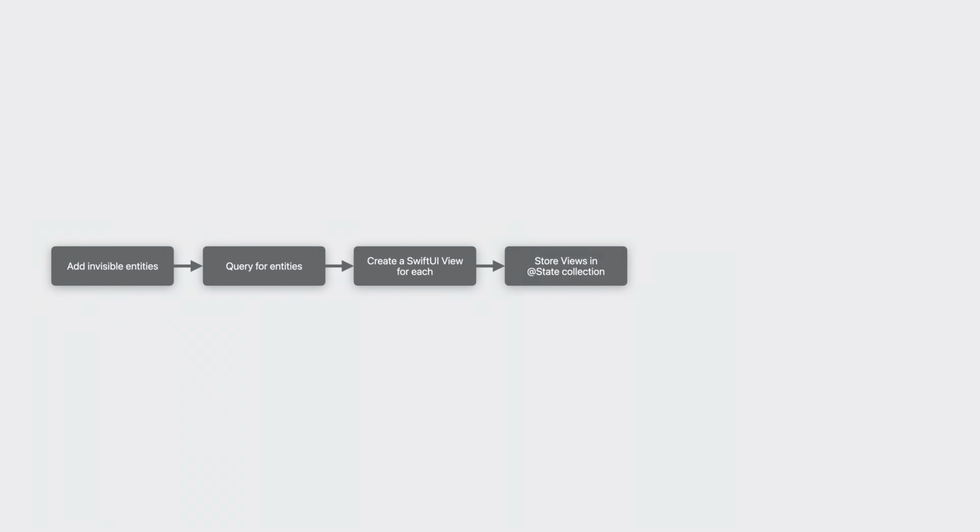In order to get SwiftUI to invoke our attachments view builder every time we add a new button to our collection, we'll add the @State property wrapper to this collection. We'll serve those buttons up to the attachments view builder.